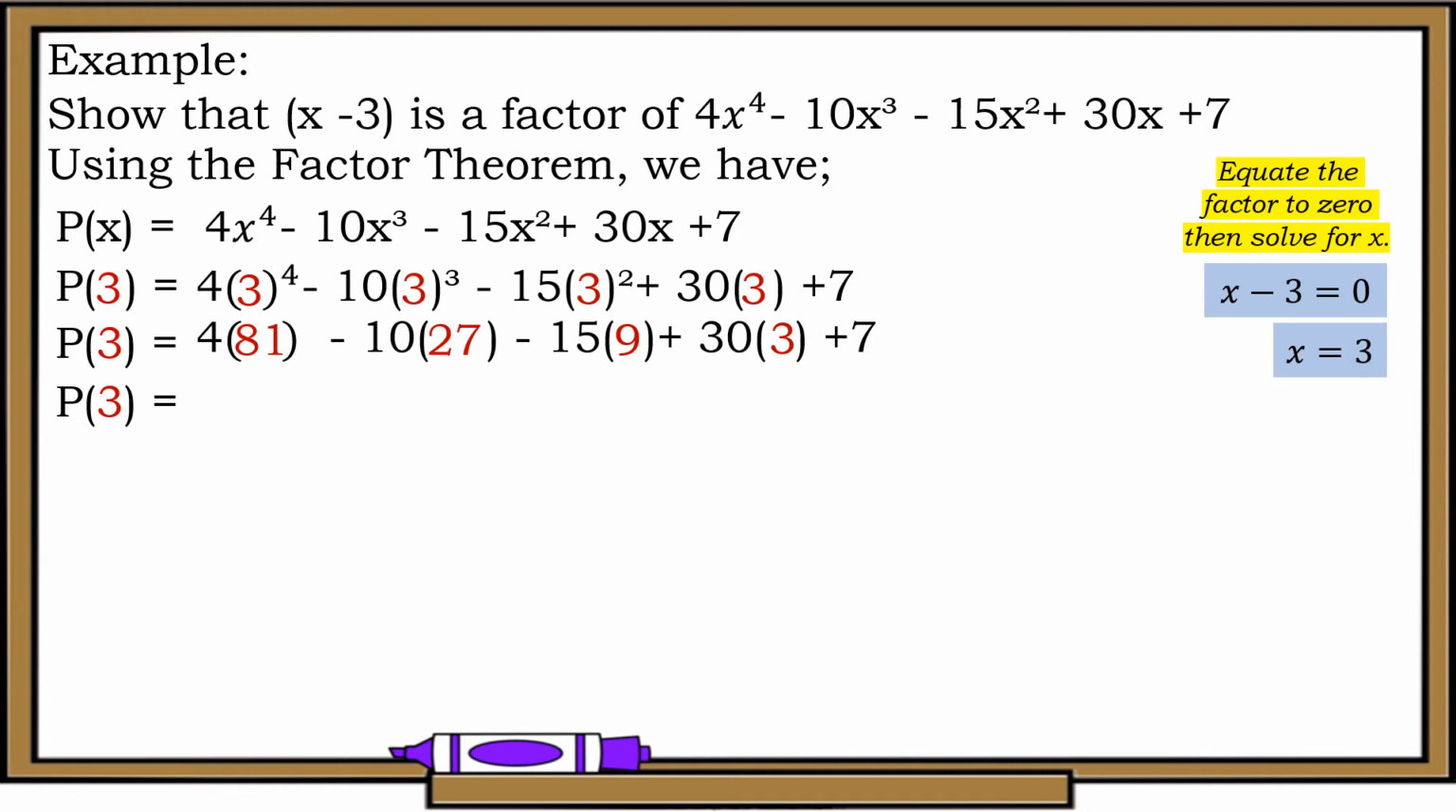P of 3 is equals to 4 times 81, 324. Minus 10 times 27 is negative 270. Minus 15 times 9 is negative 135. Plus 30 times 3 is positive 90. Plus 7. Yan. So, 324 minus 270 minus 135 plus 90 plus 7 is equals to 16.